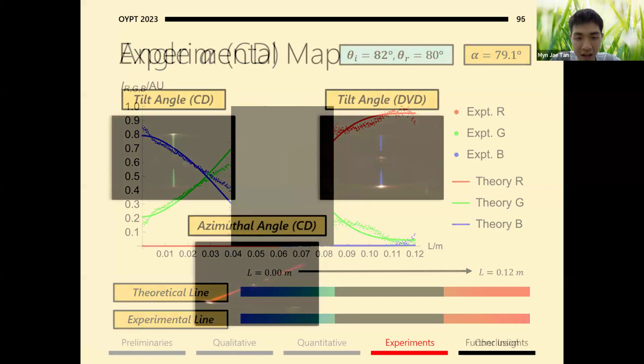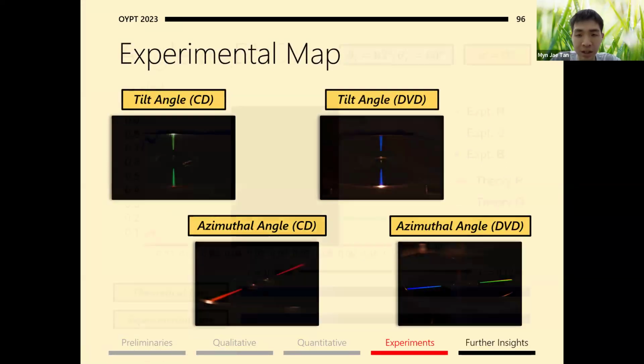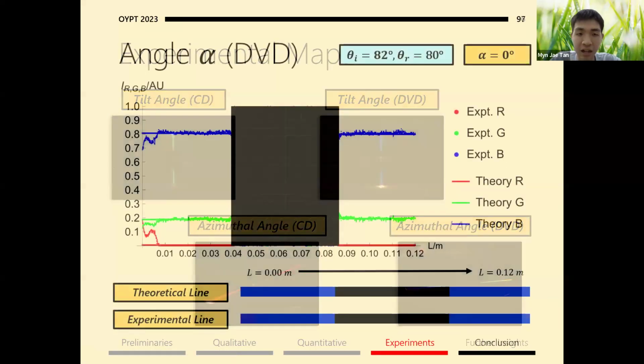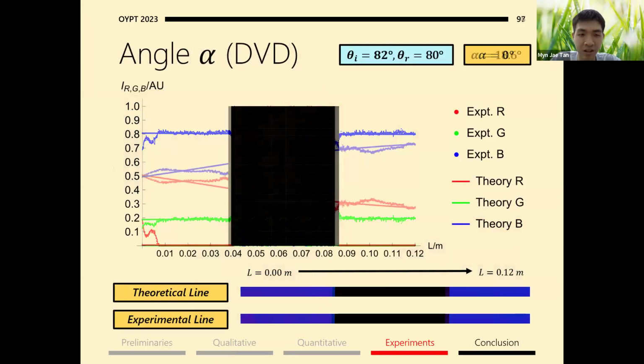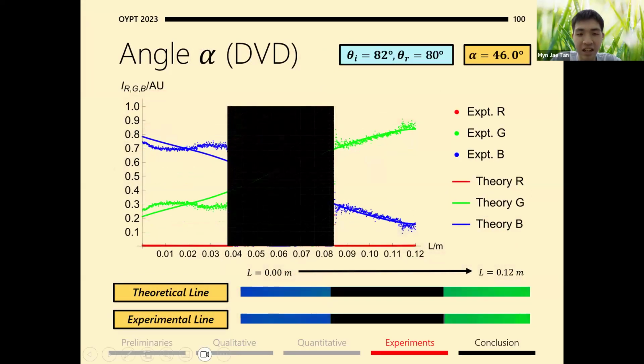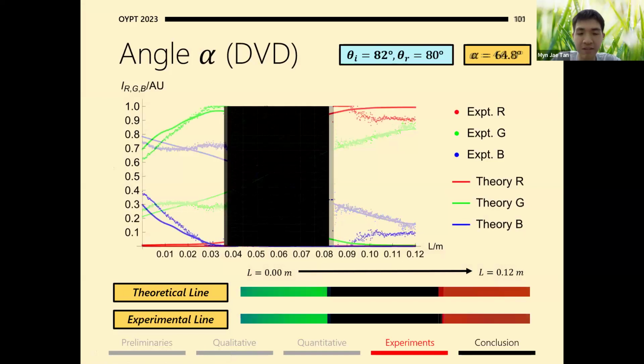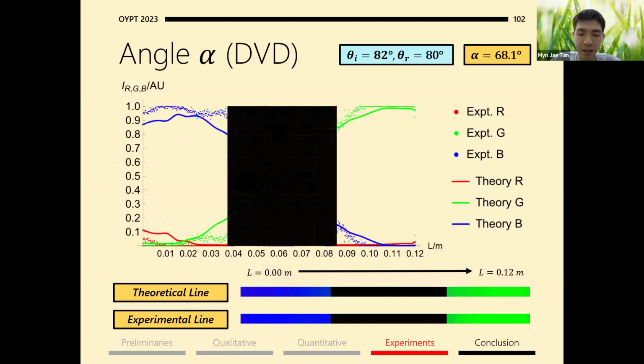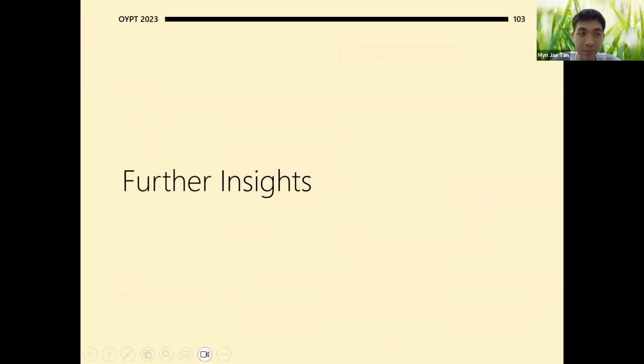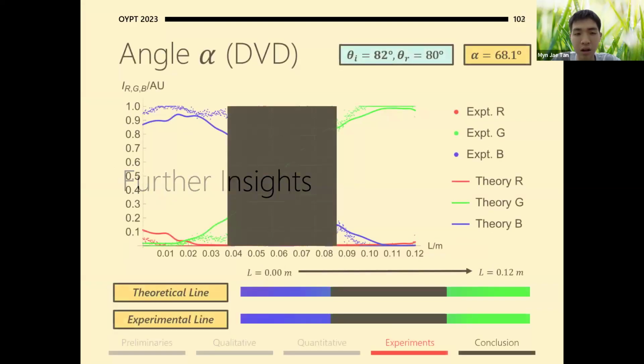And then lastly, the azimuth angle for the DVD. Initially the color of the line is blue, and then it turns to purple, then red. It also follows a similar trend to the CD: the color across the line becomes less uniform, which basically becomes more rainbow. So next I'll be talking about some further insights.